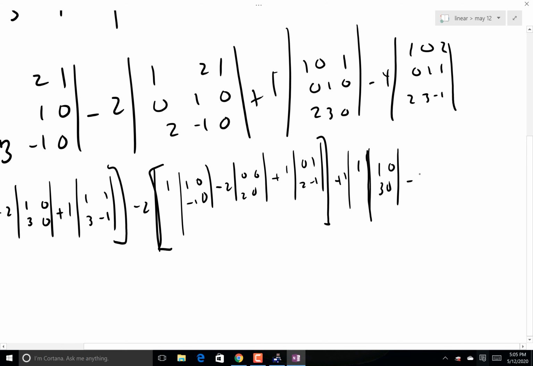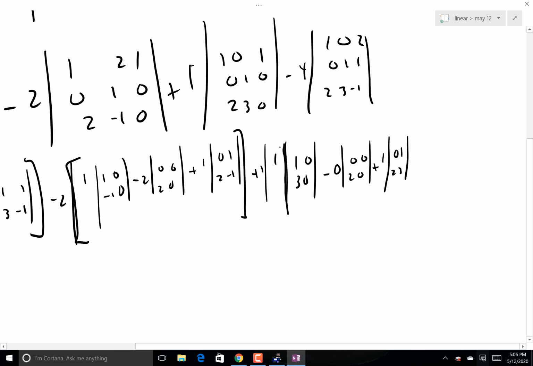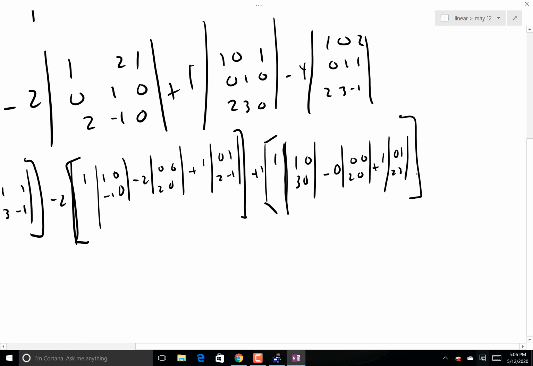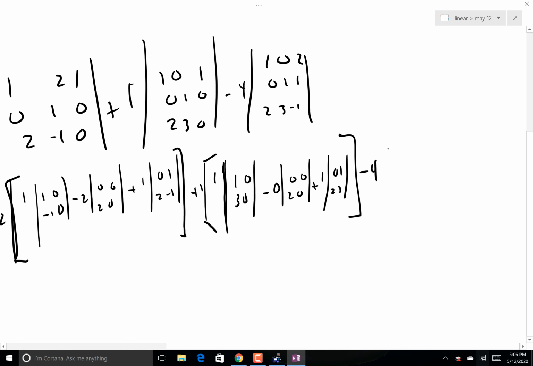That's going to be 0. 0 times anything is 0, but it'll also be 0 inside. Plus 1, 0, 1, 2, 3. Stop it. And then minus 4.